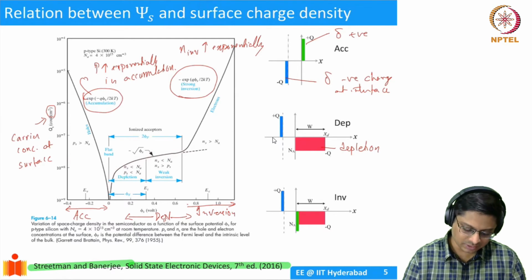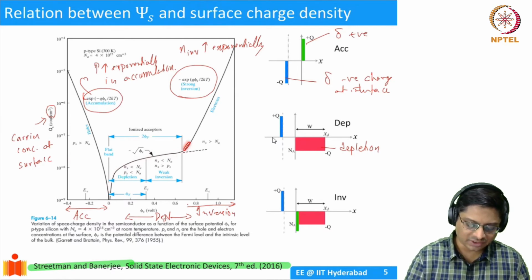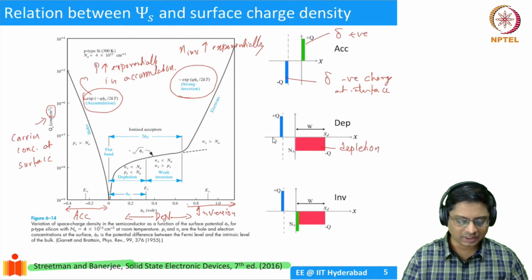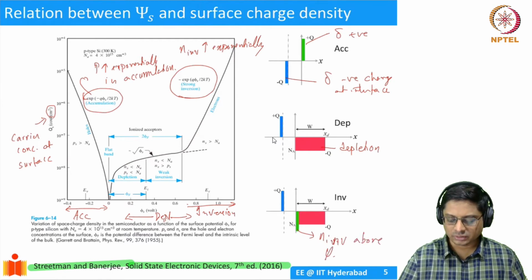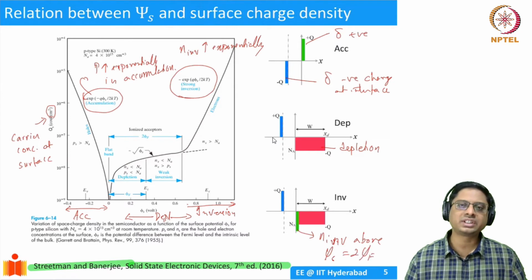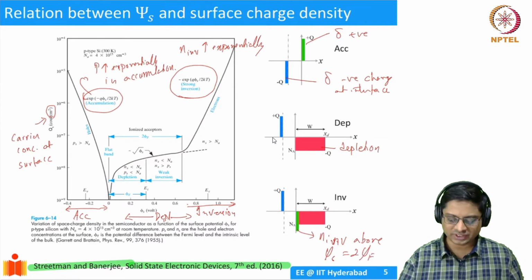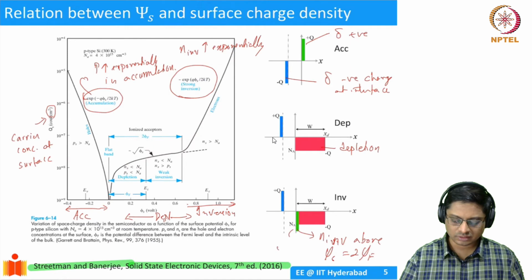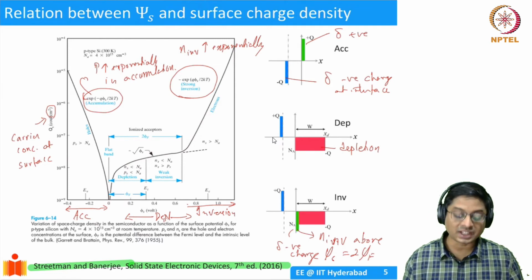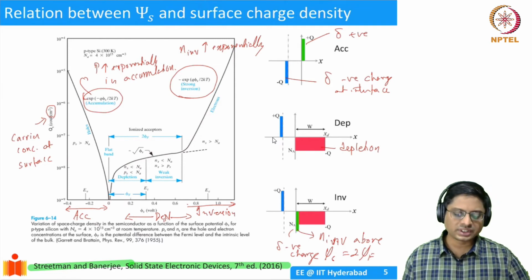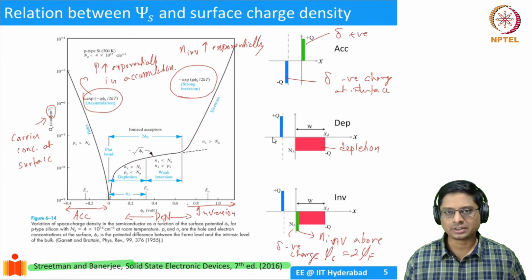But the moment you hit inversion, it again starts growing exponentially. That's why in inversion we show this additional n inversion above phi_s equal to 2 phi_f. Once you reach this, just at the interface, there is a delta negative charge. When I say delta, I mean that it's just at the interface, like a delta function. So this is the way the charges behave.